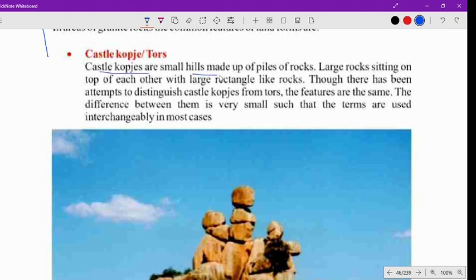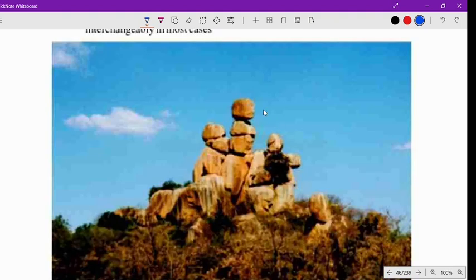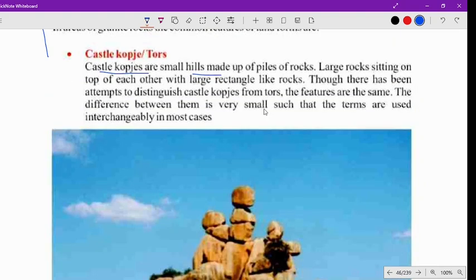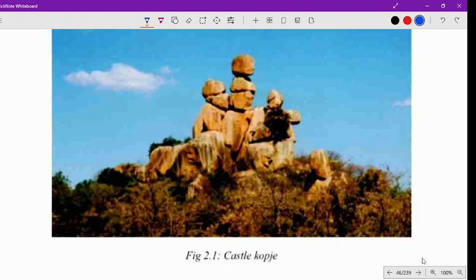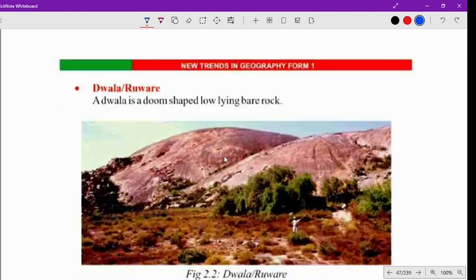Castle copies are small hills made up of piles of rocks. Have you ever seen rocks like these ones, which look like balancing rocks? Those are castle copies. Large rocks sitting on top of each other with large rectangle-like rocks. Though there have been attempts to distinguish castle copy from towers, the features are just the same. The difference between them is very small, such that the terms are used interchangeably. So in your revision exercise, if you see castle copy or towers, it is one and the same landform.